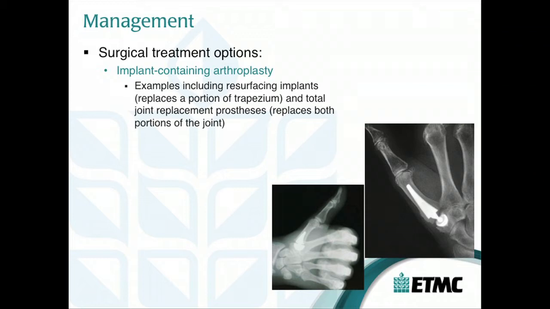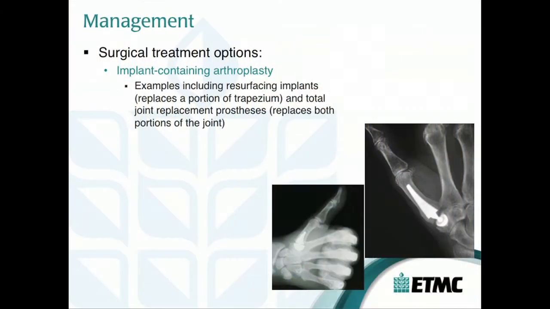Just really quickly about the implant-containing arthroplasty. So examples of that include resurfacing implant, meaning that we remove just a portion of that trapezium, but not all of it, and put some kind of metal device in there to act as essentially a fake joint. Or you can get a total joint replacement, meaning that you work on both sides of the joint. The trapezium has a ball that goes into it, and then the metacarpal, which is longer, has a stem that goes into it, and you have essentially a ball and socket joint like you would in a total hip replacement surgery.